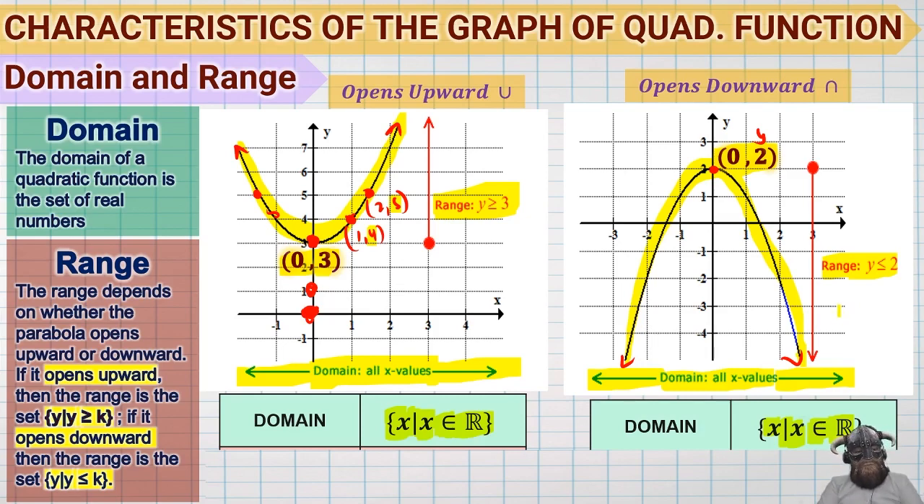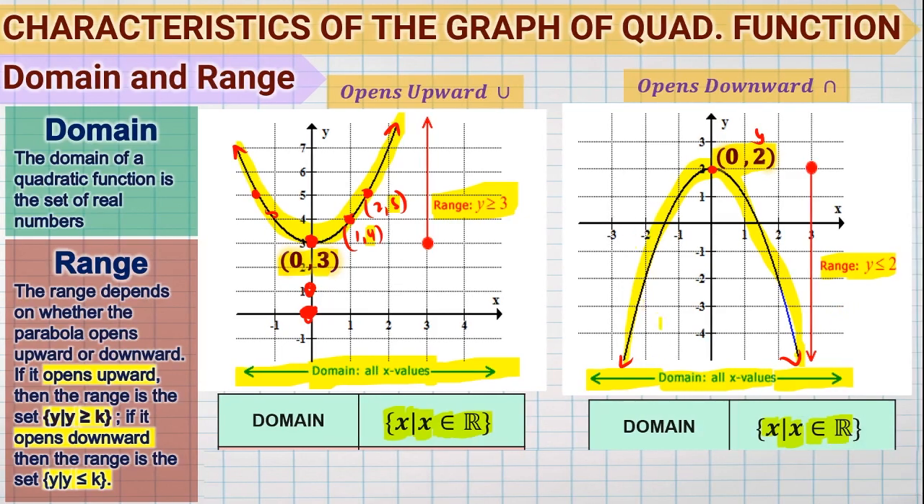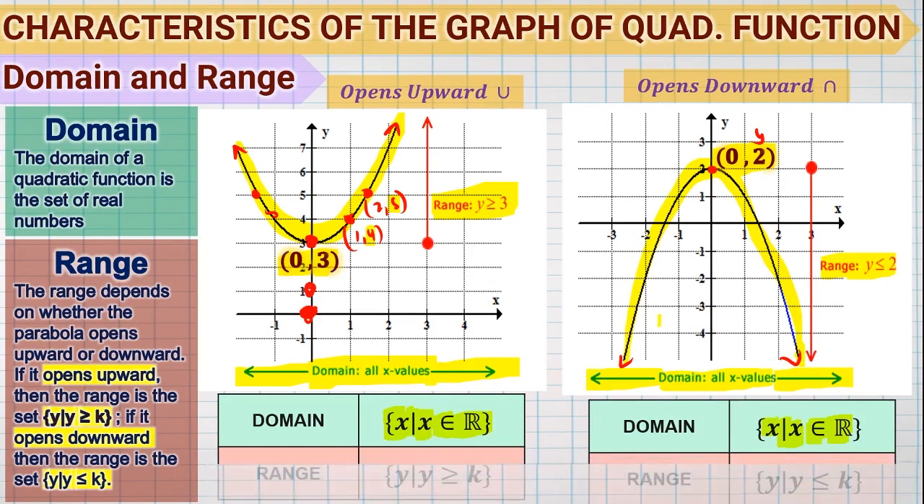So, how do we now define the range of the given parabola? If your parabola is opening upward, that means it is always greater than the y value of your vertex, wherein your y value of your vertex is defined as k. And if your parabola naman is opening downward, it is going down. So, it is now less than the value of y from your vertex, which is defined as k.